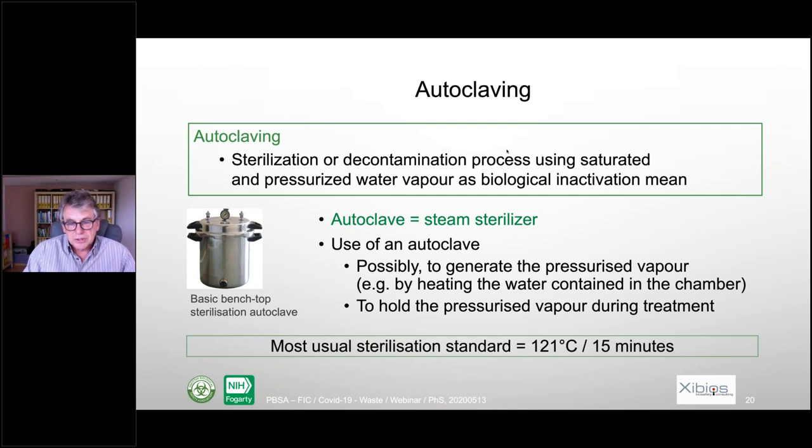The most usual sterilization standard is 121 degrees for 15 minutes. So that's what is recommended by WHO to sterilize equipment, including surgical instruments and so on.